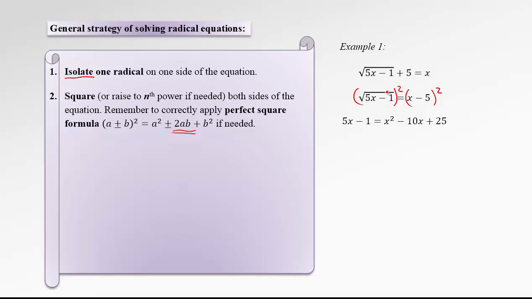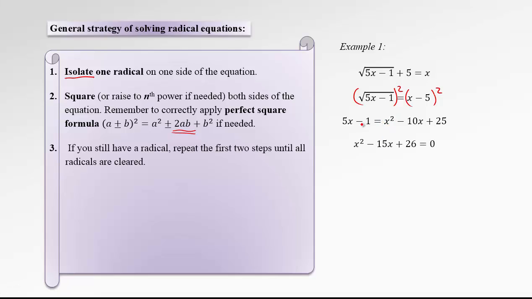Okay, so on the left-hand side the root disappears and we have just 5x minus 1. On the right-hand side, square of the x is here, minus double the product, 2 times 5 is 10 times x, and plus square of the last. Now when we have this polynomial, we want to arrange everything to one side and collect like terms. Since the positive x squared is on the right-hand side, I'm going to start with this side first. So it will be x squared. We bring the 5x to the right, becomes negative 5 and negative 10, so it's negative 15x. And we bring the negative 1 to the right, makes it plus 1, and 25, that's 26.